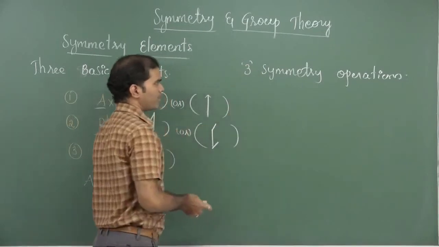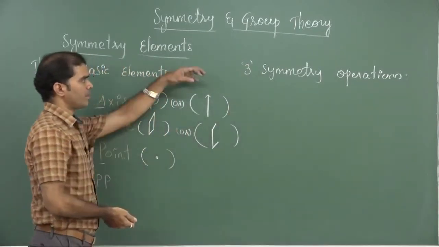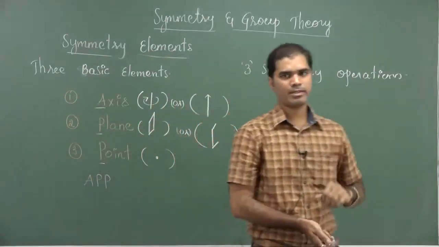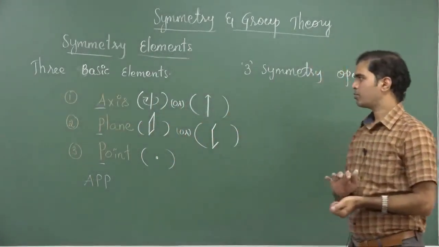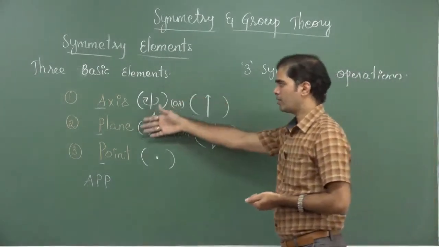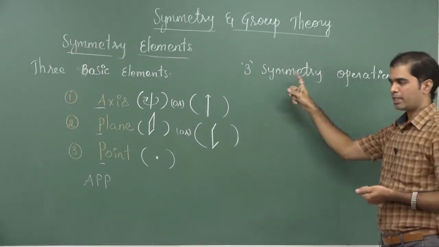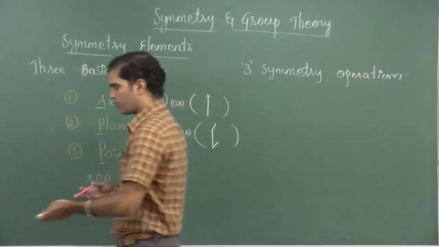So, number 3 has a great importance. There are many examples that I even give in the regular classes. 3 number has a greater importance. Here the basic symmetry elements are 3. When we come to the symmetry operations, these are also 3. What are these 3 basic symmetry operations? We will see.